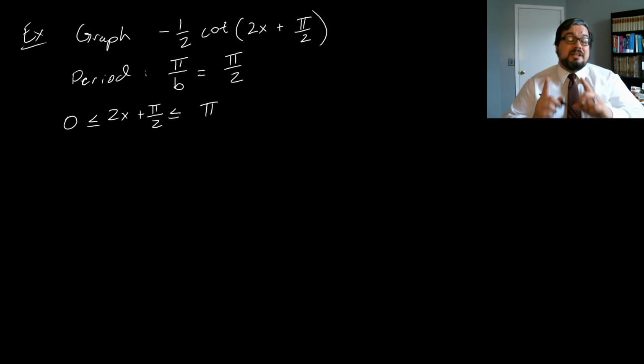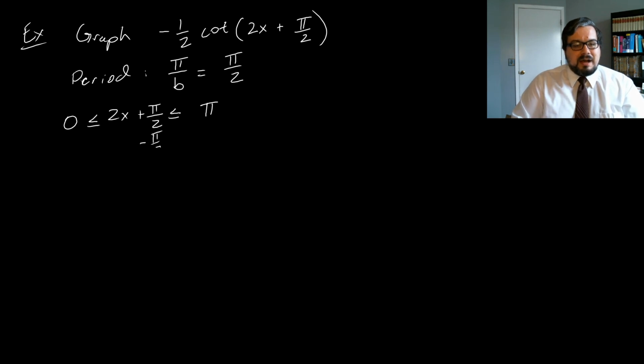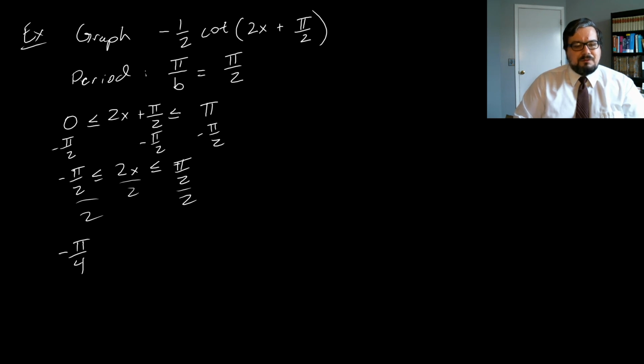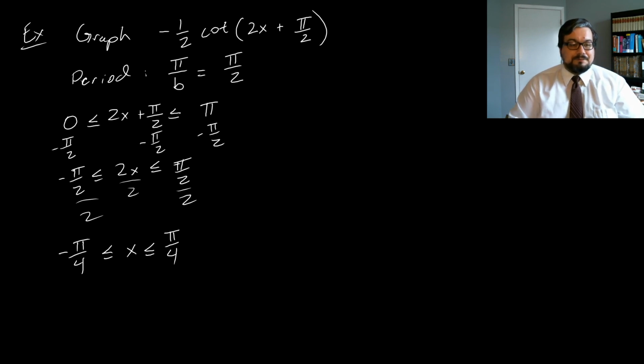So remember, this is a different interval than we used for tangent. For tangent, we use the interval from -pi over 2 to pi over 2 because that's where the asymptotes were. For cotangent, we're going to use 0 to pi because that's where the asymptotes are. So we'll subtract pi over 2 from both sides and get -pi over 2 is less than or equal to 2x is less than or equal to pi over 2. Then we'll divide everything by 2 and get that -pi over 4 is less than or equal to x is less than or equal to pi over 4.